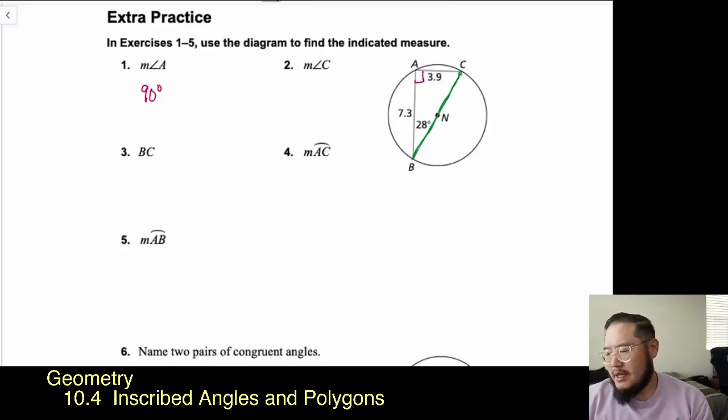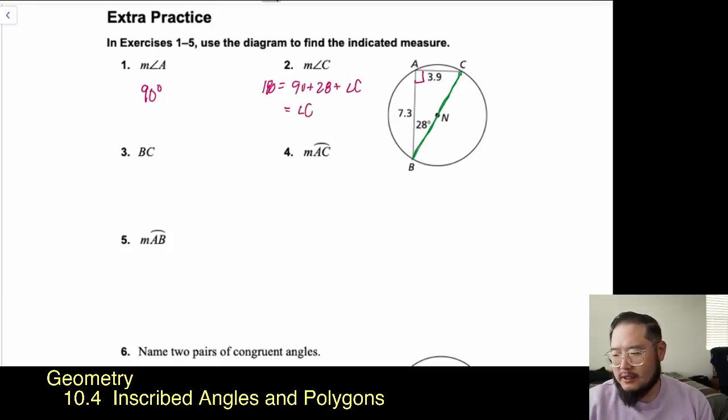Okay, so next up, we'll take a look at angle C right here. Well, I have 2 out of the 3 angles, right? Because a triangle itself is equal to 180. So if I take 180 and I set that equal to 90 plus 28 plus angle C. And remember, I want to always try to come up with an equation to help solve this out. You can go ahead and simplify this and say that angle C ends up equaling how much? Hopefully you end up with 62 degrees. There's the measure of angle C.